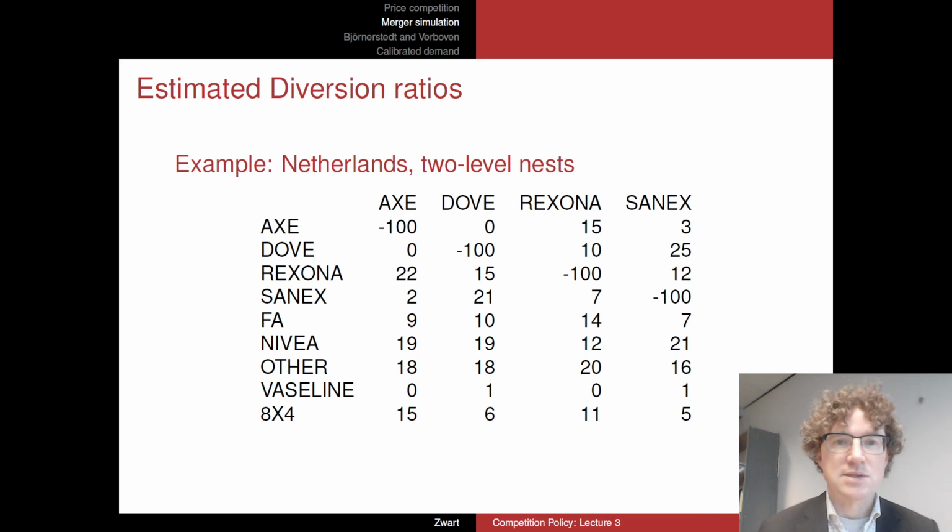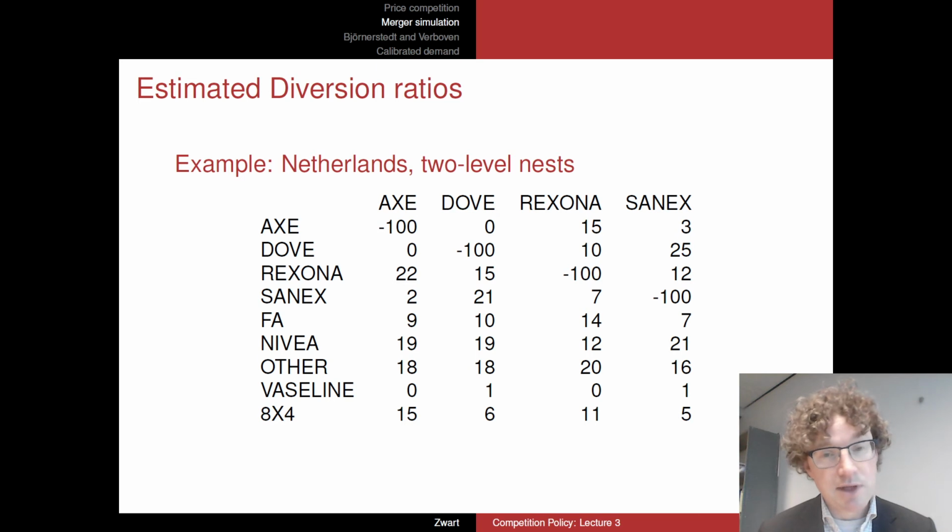And basically that's called the diversion ratios. So what will they buy instead? Well, most of them actually will turn to the Rexona product. 22 of those 100 that we lose on X will go to Rexona. A lot of them also will go to these other brands over here. And very few of them actually will go to Dove, and very few will go to Sanex.